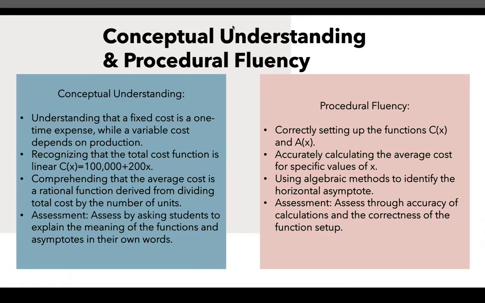Let's start with the first 2 strands. Conceptual understanding is all about a student's grasp of the why. We can assess this by asking them to explain why the $100,000 fixed cost is a constant and the $200 per phone is a variable cost. Do they understand what the horizontal asymptote represents in this context? That the average cost is approaching the variable cost?